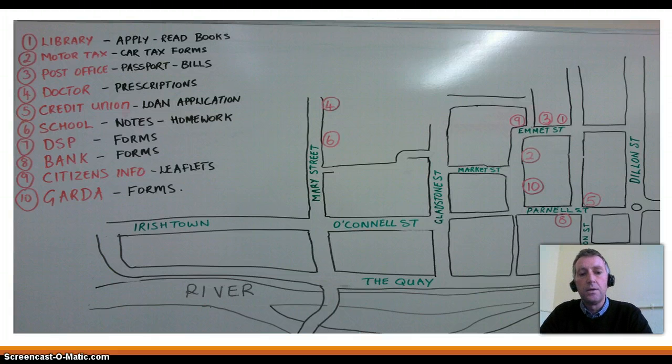On the whiteboard, we also did a map of the town, in this case, Clonmel. So we listed all the main street names around the centre of the town, and then numbered all the places where people would have dealings with. So in this case, the library, the motor tax office, the post office, the doctors, the credit union, the school, the tax office, the bank, the Citizens Information Centre, and the Garda station. So that's what our students came up with.